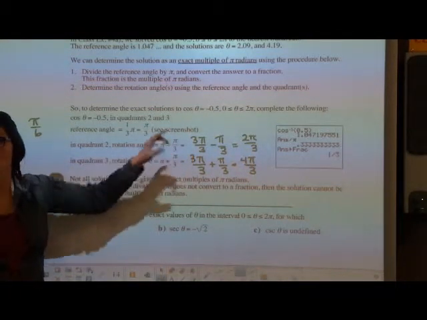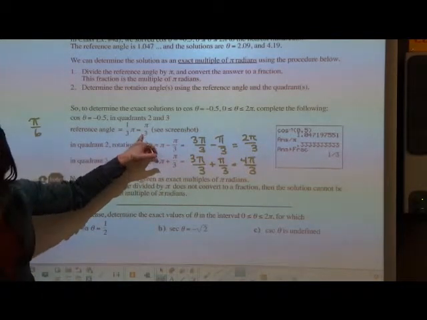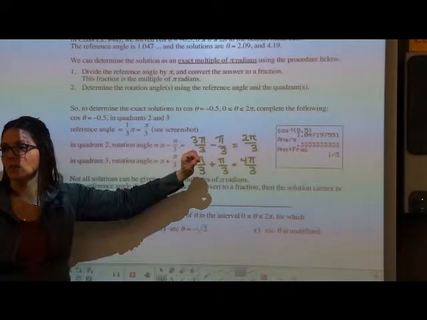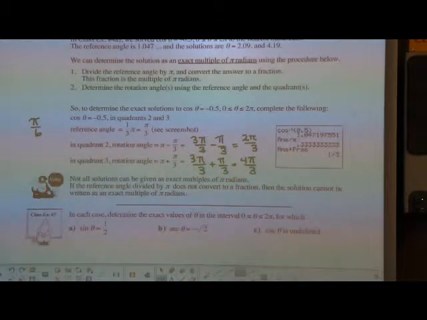6 pi over 6. Whatever your reference angle is, your fraction, write pi with the same fraction, with the same denominator. And then I can use my fraction rules. So that's how I can do those questions in a nutshell.